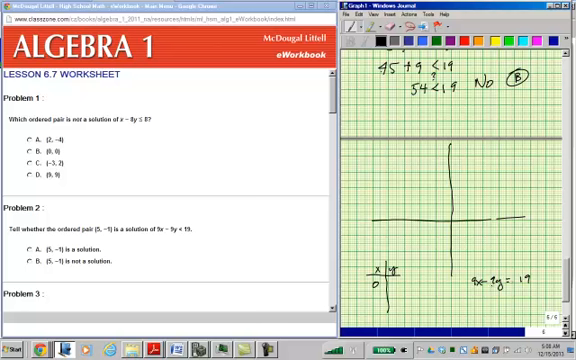Okay, so 9x minus 9y equals 19. Put in 0 for x: minus 9y equals 19, so y equals 19 over negative 9, negative 19 over 9. Put in 0 for y, and we get 9x equals 19, so x equals 19 over 9. Now 19 over 9 is just about equal to 2.